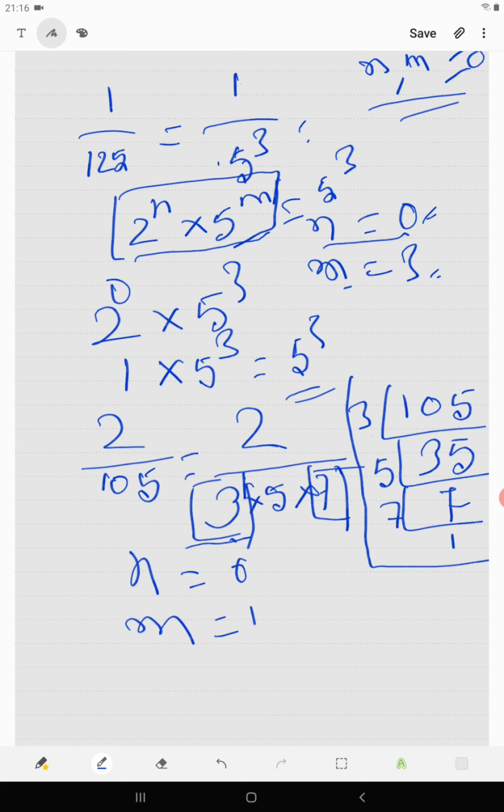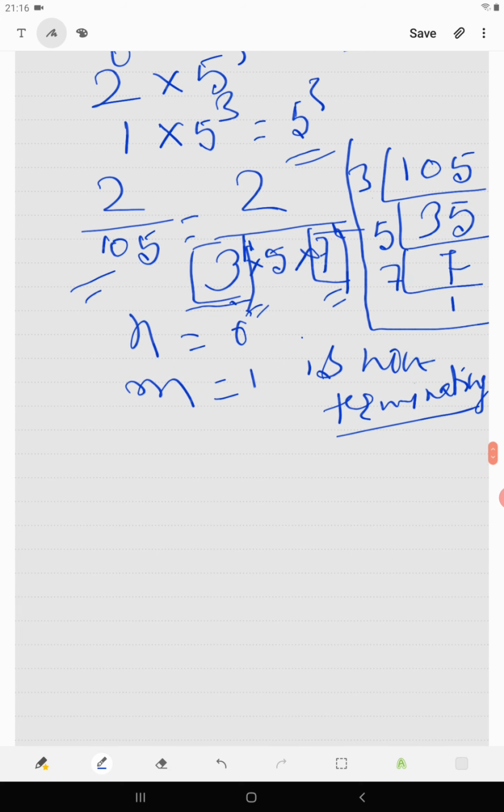It will be terminating only when there is a power for 2 and 5 only. But here we are seeing we have power of 3 and 7 also. We have 3 to the power 1 into 7 to the power 1. So we have other factors than 2 and 5. Hence, this 2 by 105 is non-terminating. So I have distinguished terminating and non-terminating.